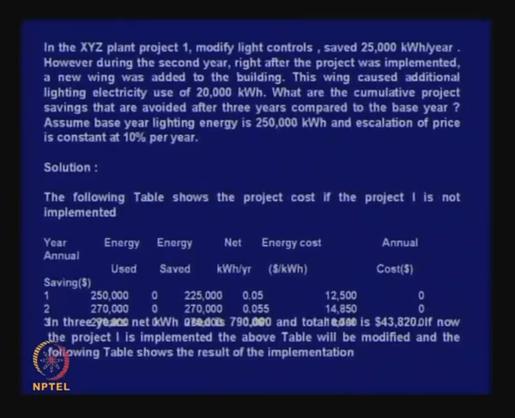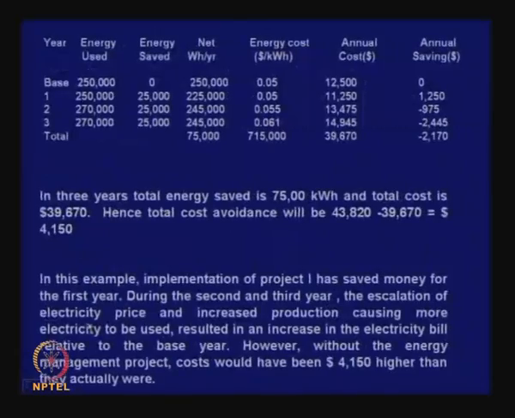Year, energy used, energy saved, net energy cost, annual cost, everything has been given in this table. First year, second year. In 3 years, the net so much and total of this much. Now the project 1 is implemented. Above table will be modified and the following table shows the result of the implementation.